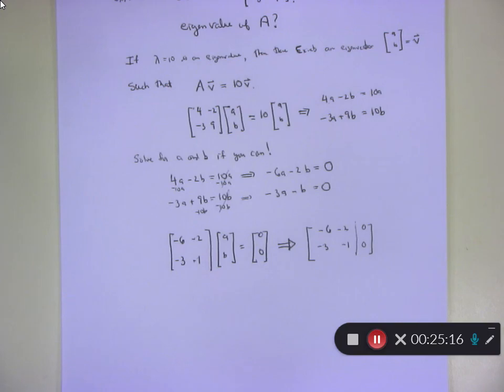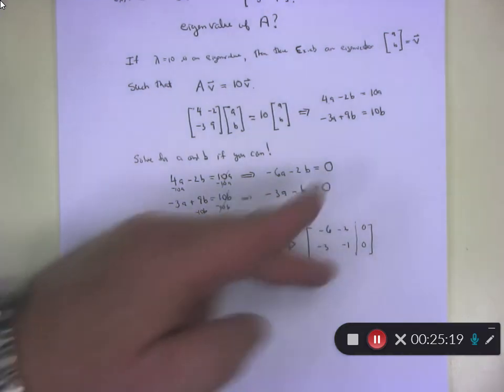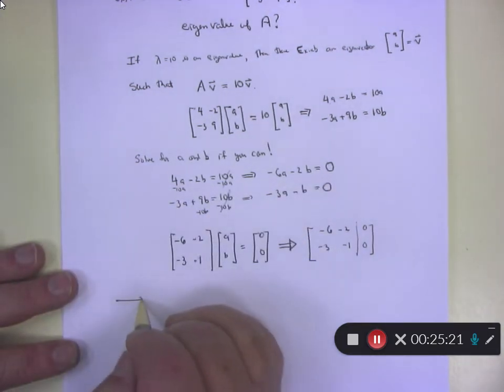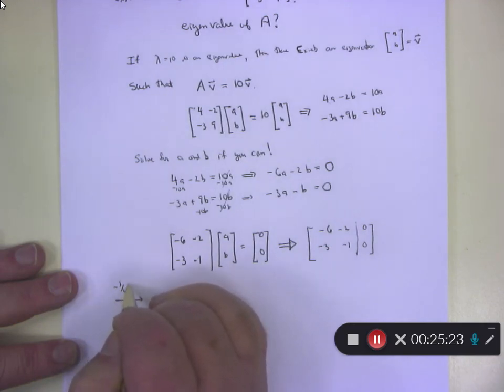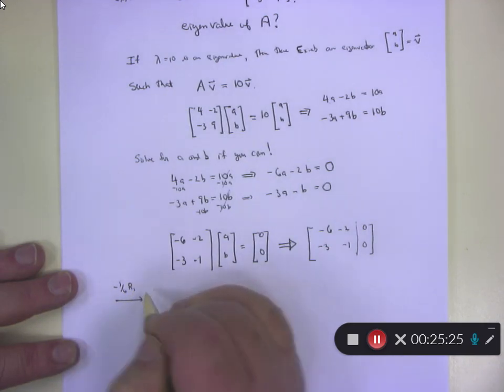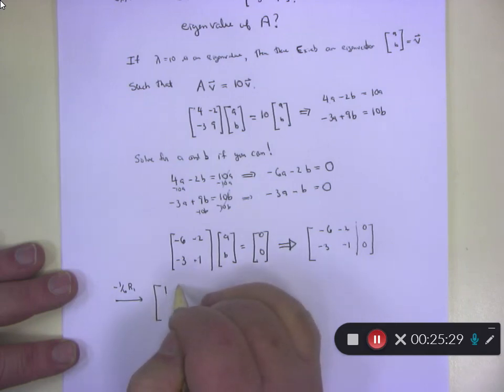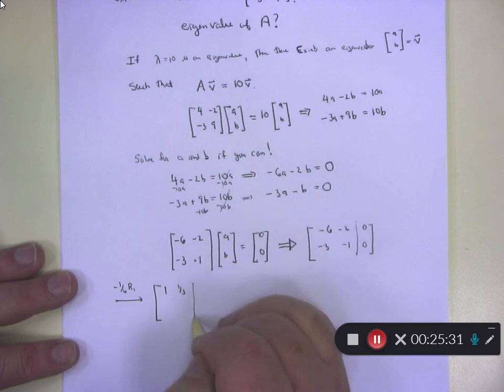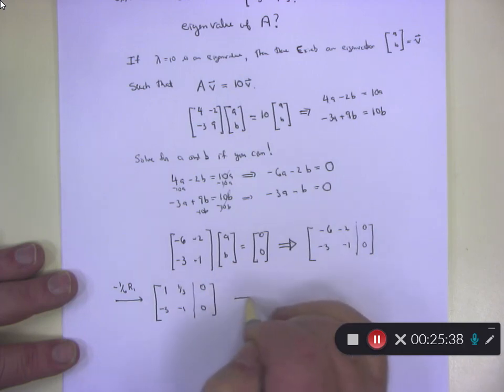How about -1/6? You could row swap, but I'm going to go for not row swapping and just multiply -1/6 times row 1. Basically, we'll replace row 1 with that. That'll be 1, 1/3, augment 0. Then -3, -1, 0. Now what's your next move?